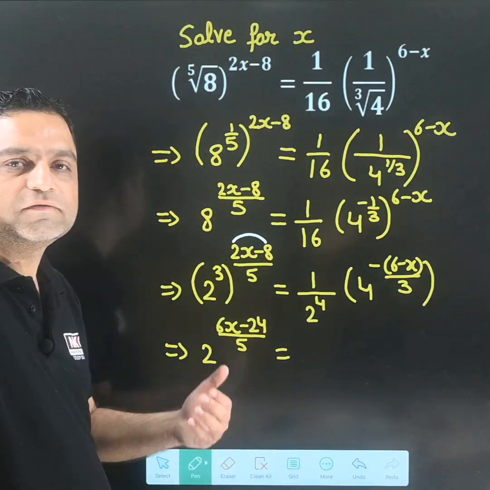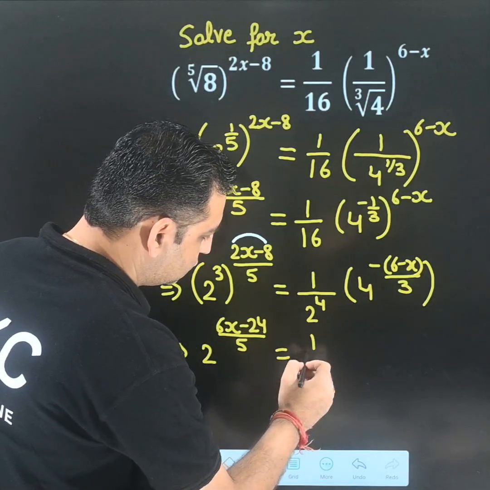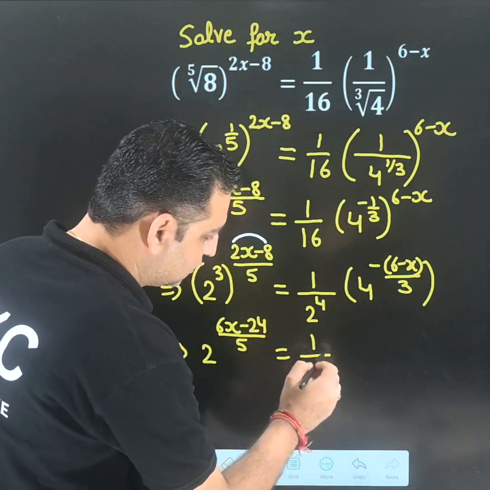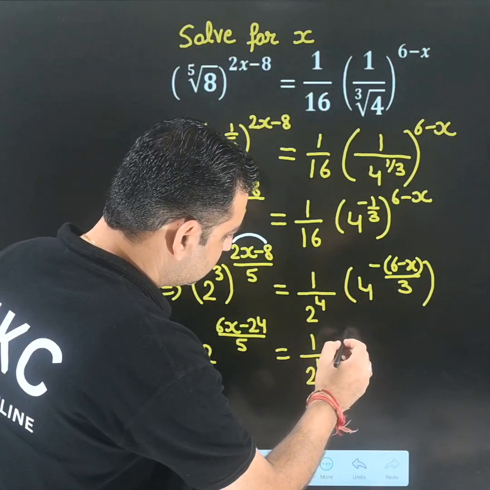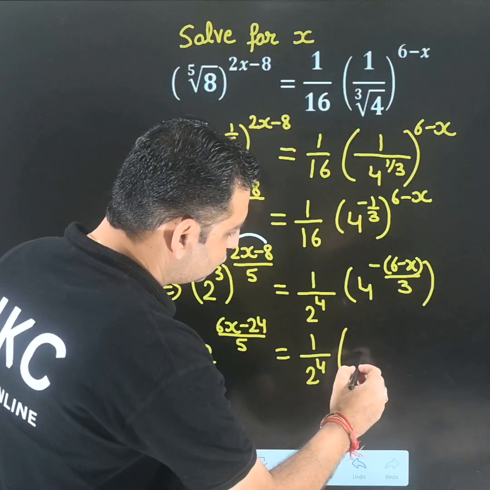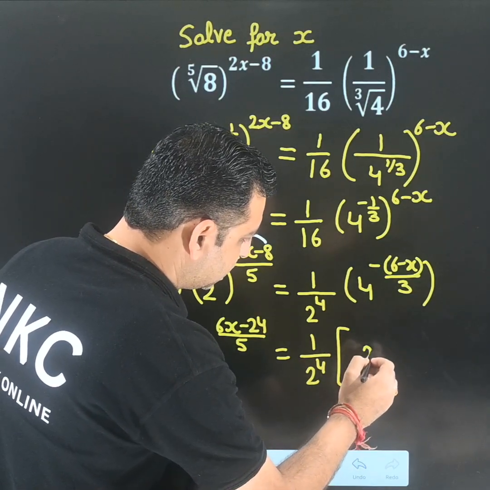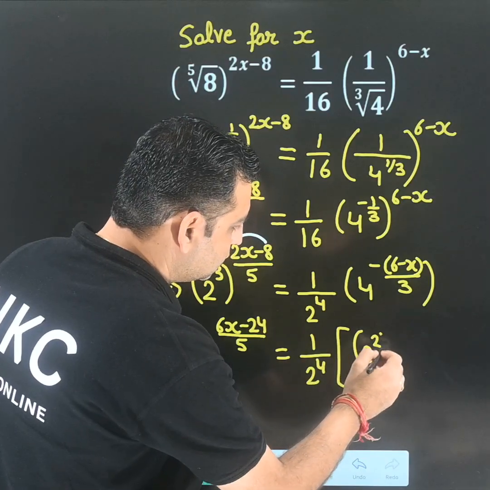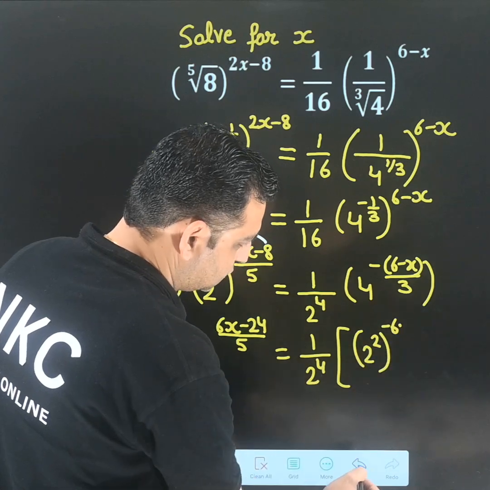Okay. Let's have a look at what we are going to get on the right side. This 2 power 4, I'm keeping it as of now as it is. No change. But 4 can be written as 2 square. I can write this 4 as 2 square. Then its exponent is further minus 6. Wait, minus.